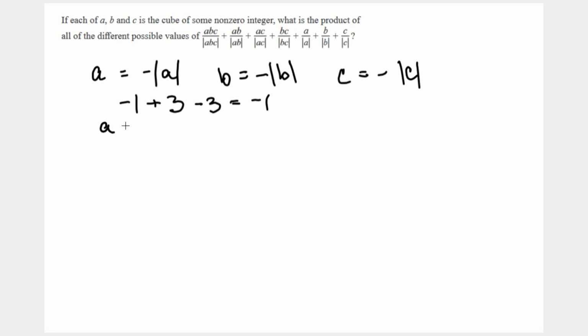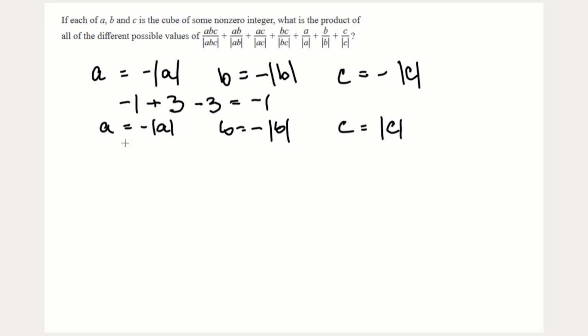Now let's try a equals negative absolute value of a, b equals negative absolute value of b, and c equals positive absolute value of c. Note that this covers all the cases where only one of them is positive because this equation is symmetric for each of a, b, and c.